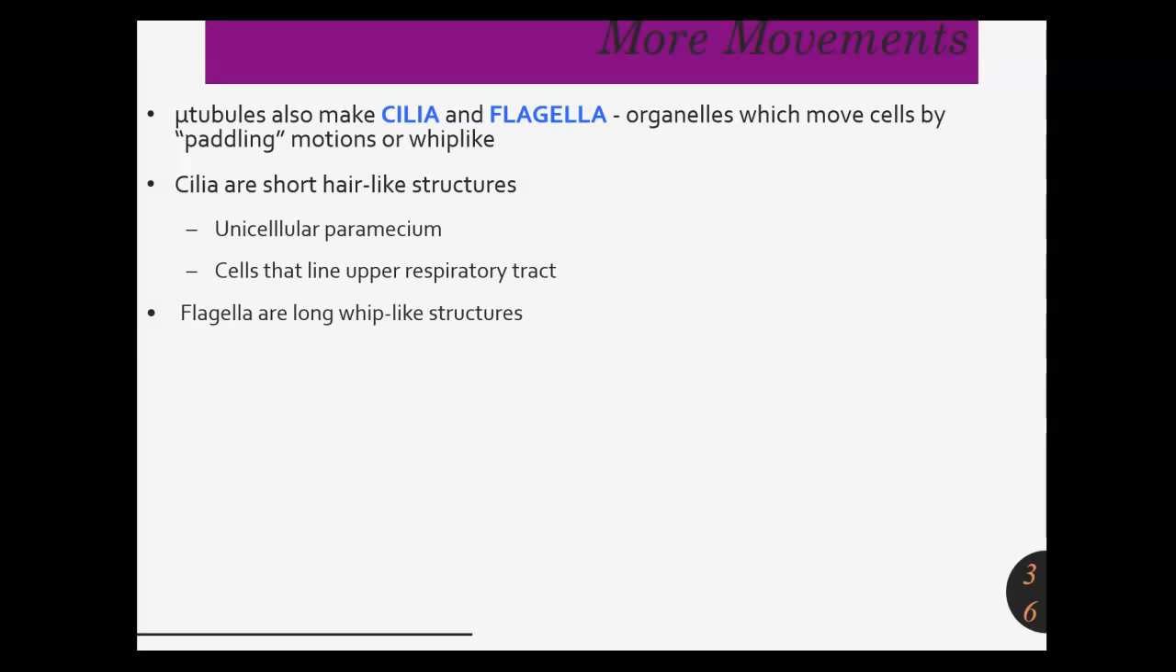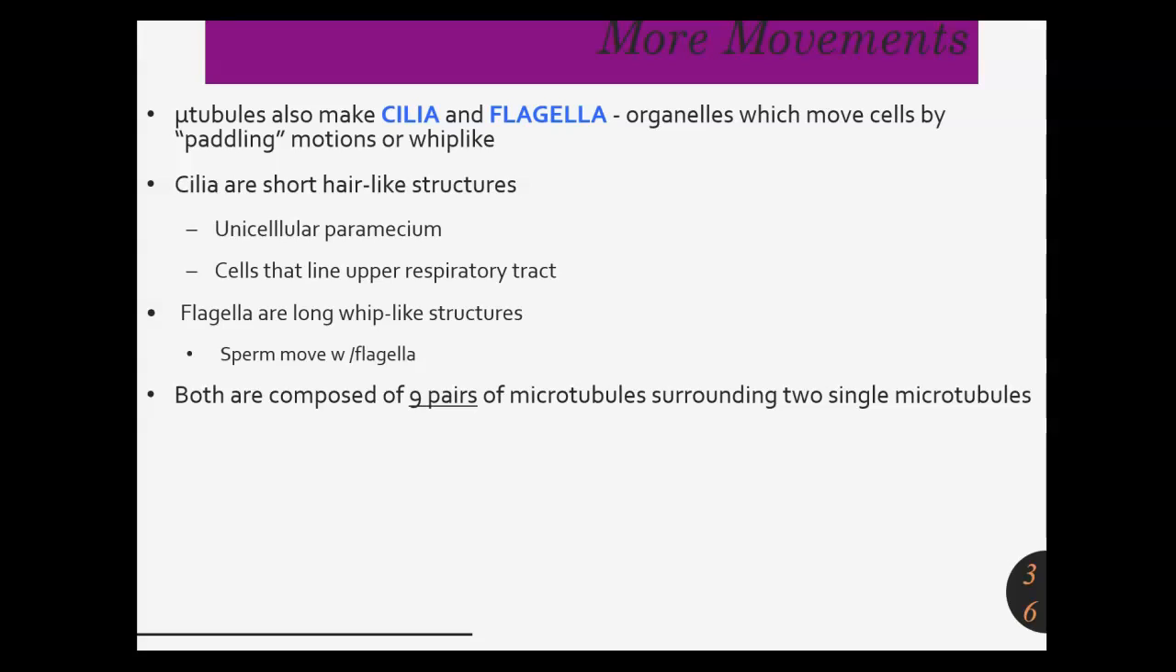Now the flagella are long whip-like structures, and for example, we'll find them on the sperm, helping to propel the sperm forward so that it hopefully makes it up through the vagina, into the uterus, and then up to the fallopian tube in order to fertilize an egg. Both are composed of 9 pairs of microtubules. So they have what's called a 9+2 arrangement because there are 2 microtubules running down the center. So it's not hollow like what we saw on the previous slide.